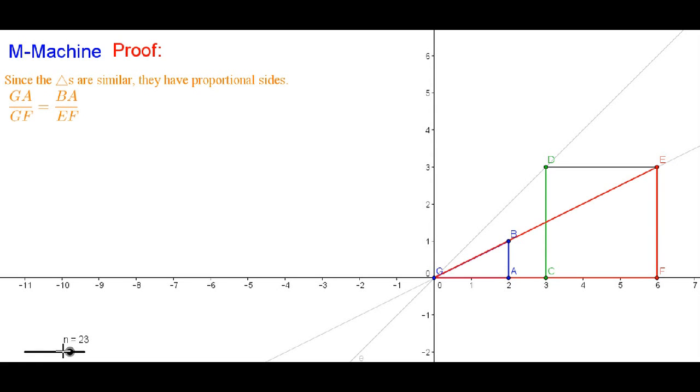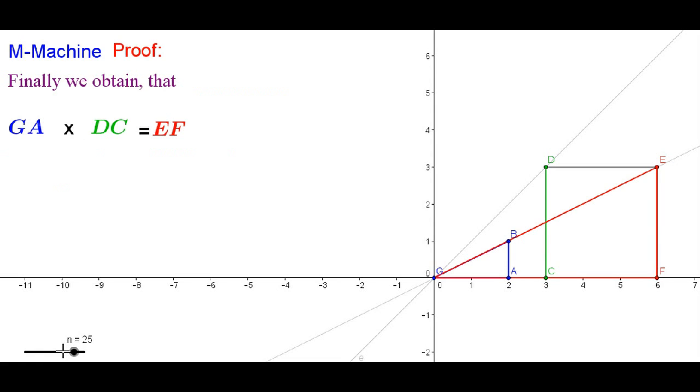Since the triangles are similar, they will have proportional sides. We have the proportion GA over GF equal to BA over EF. This means that using substitution, we have segment GA over GF equal to 1 over DC. And finally, we obtain, by cross multiplication, that GA times DC is equal to EF. In other words, the x-coordinate of A times the x-coordinate of C will equal the x-coordinate of F.